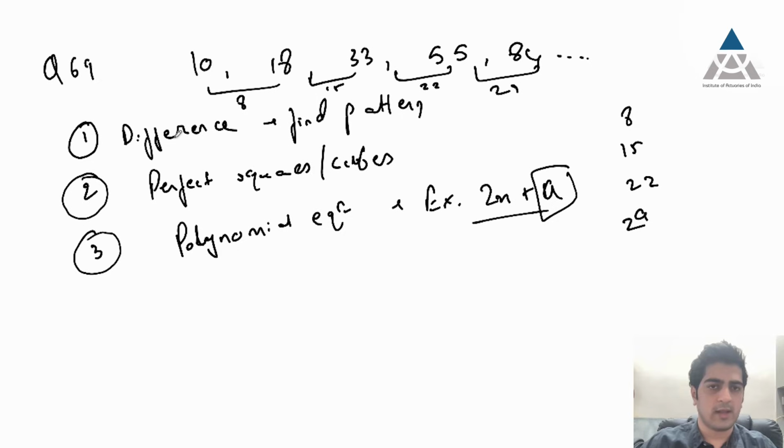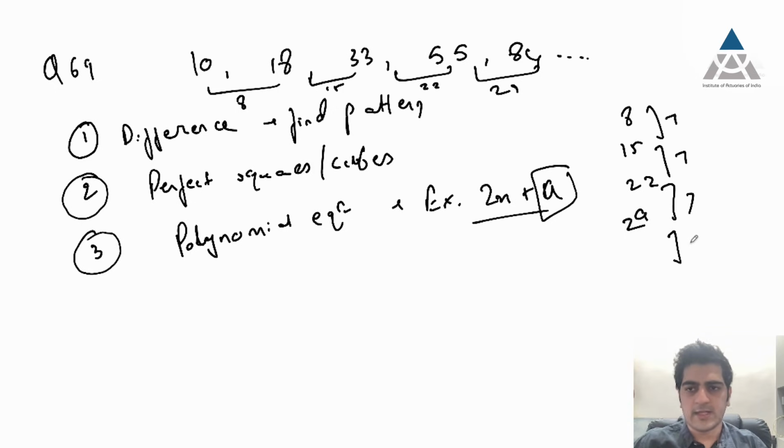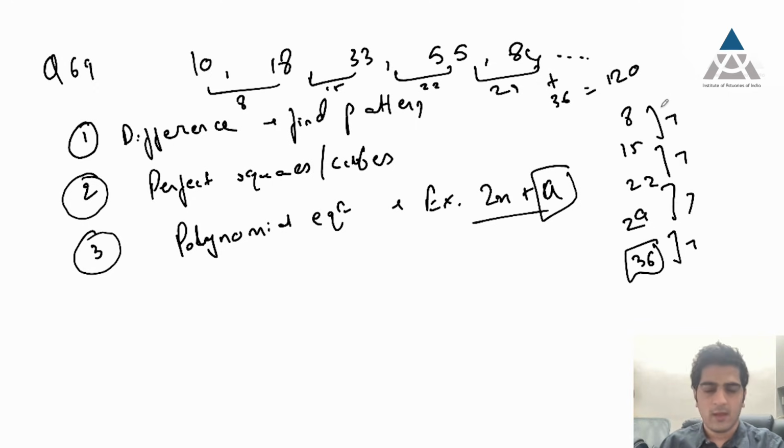Directly maybe not. So again, then just let's apply the difference. So here it is 7, 7, 7. And there's your pattern. That is, the difference is increasing by 7. Which means the next difference would be 36. So you just need to add 36 to the last number and you should get your answer. That's 120. So that's it.